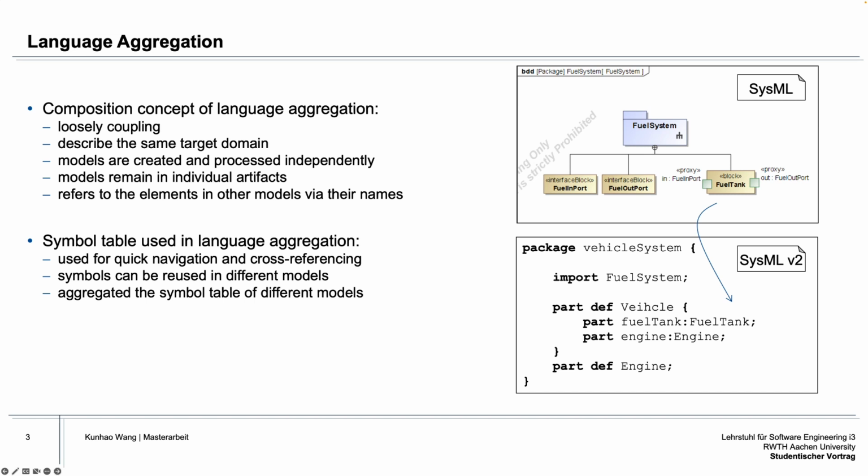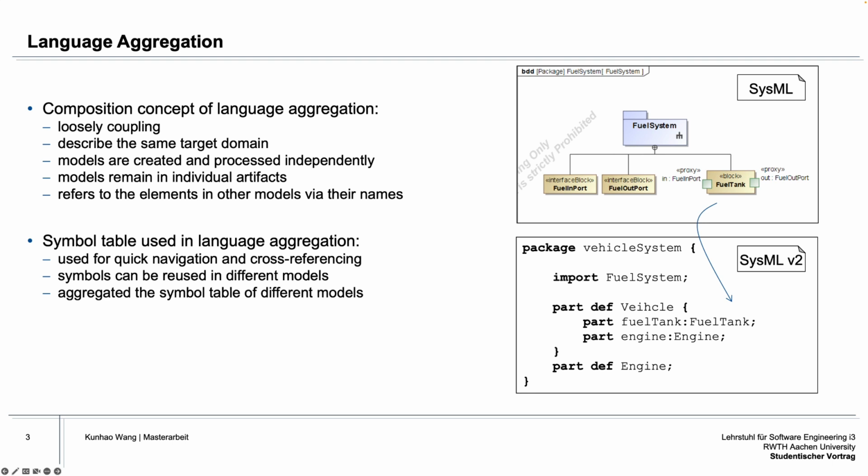Language aggregation is one of the ways to compose multiple languages in a loosely coupled way to describe a target domain, in our case, the domain of systems engineering. The models are created and processed independently and remain in individual artifacts. A model refers to the elements in other models by their names.